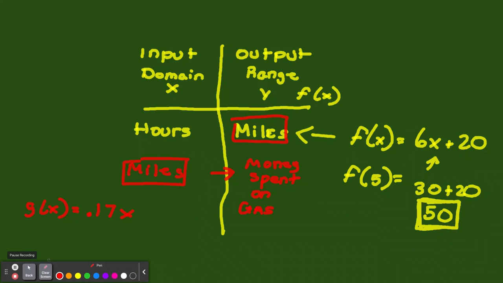By the way, with the last equation we used, we went 50 miles, just wandering around Brooklyn. If we plug in 50 here, we went 50 miles at 17 cents per mile, then we know that g of x would equal $8.50. So when we take these two equations and put them together, we should get these values. So let's put those two equations together.